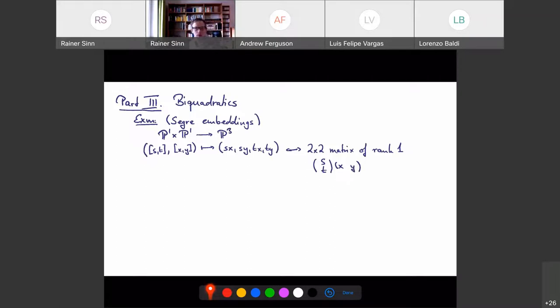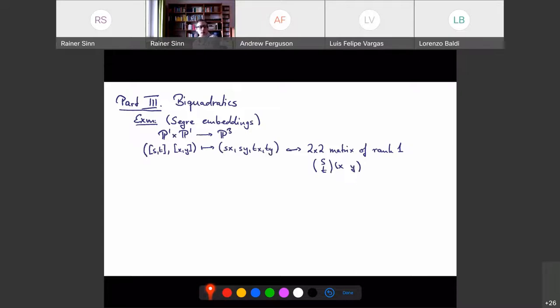The example to get such a thing is to consider Segre embeddings. So we had Veronese before, now we look at Segre. So here's an example. If you take P1 cross P1. Okay, so what does this mean? This is a space that has coordinates S and T, and this has coordinates X and Y. And what you make out of this is a vector of length 4. You do this by taking all pairwise products of coordinates here and coordinates there. So here you list S times X, S times Y, T times X, and T times Y.